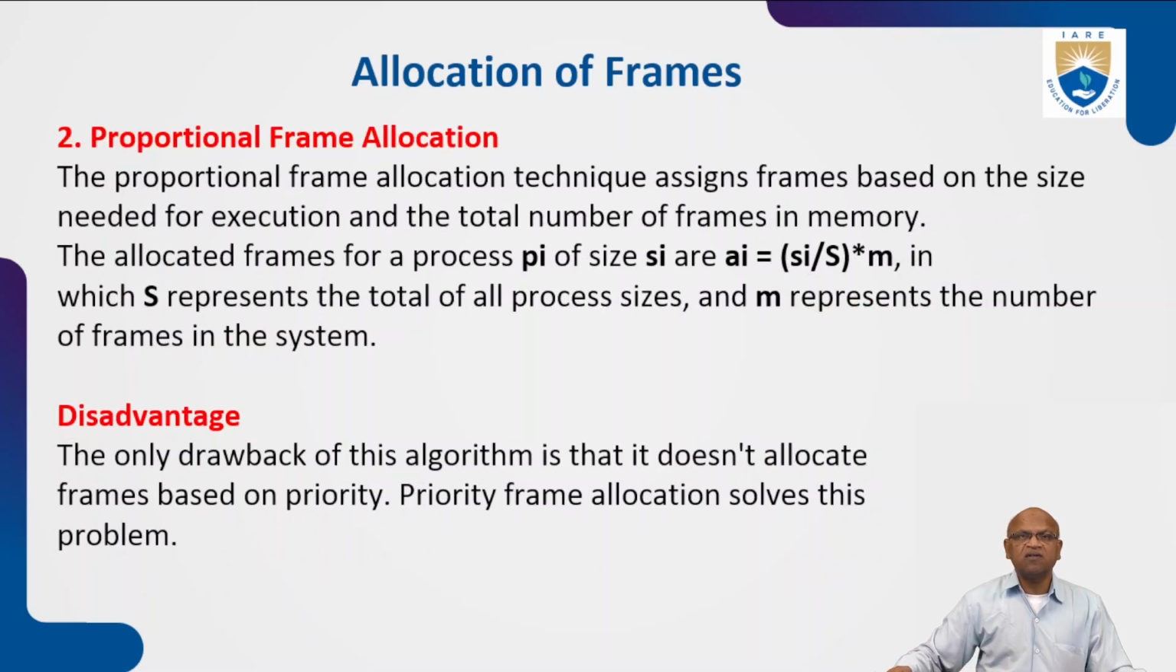Next, proportional frame allocation. This technique assigns frames based on the size needed for execution and the total number of frames in memory. The frames allocated for a process Pi of size Si are equal to Si by S into M, in which S represents the total of the process sizes and M represents the total number of frames in the system. The only drawback of this algorithm is that it doesn't allocate frames based on priority. Priority frame allocation solves this problem.